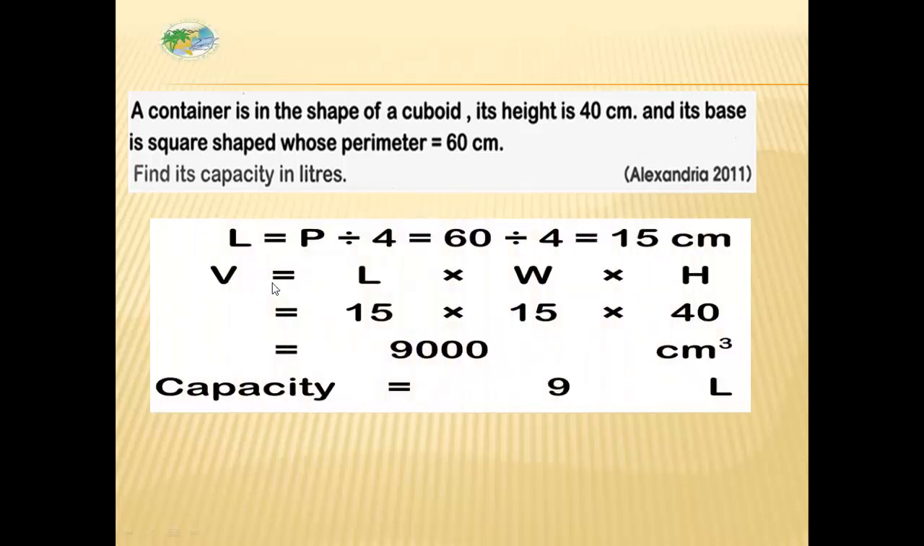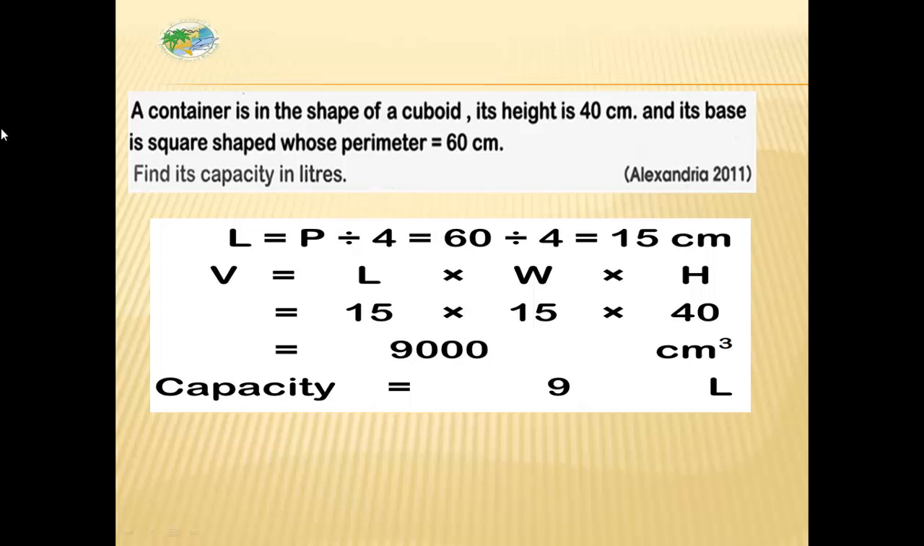Okay. Length is perimeter divided by 4, equals 60 divided by 4, equals 15 centimeter. Okay, since the base of the cuboid is a square, then the length and width have the same dimensions. 15 times 15 times the height, which equals how much? 40. Then the volume of the cuboid is 9000 centimeter cube.